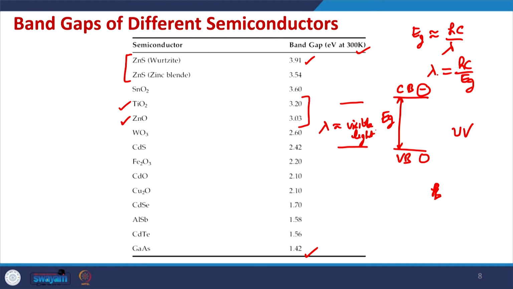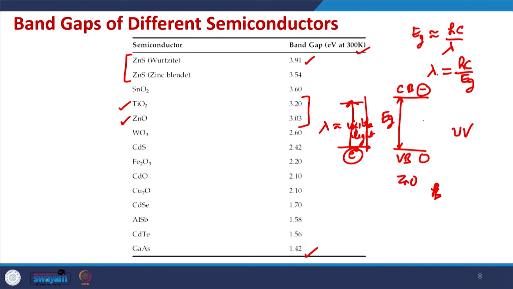Now, there is a problem. If the band gap gets reduced, whenever there is any electron which is moving from here to here, it falls back also very quickly. So, there is a dilemma between how to go ahead, stabilize the system, and still use the visible light, and we can reduce this band gap of, suppose, this is zinc oxide.